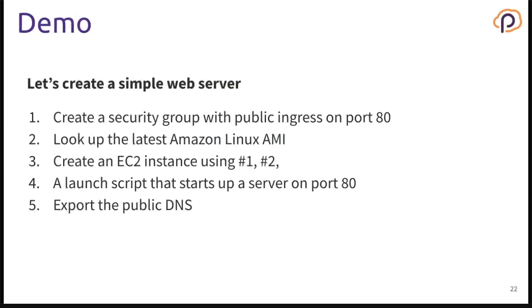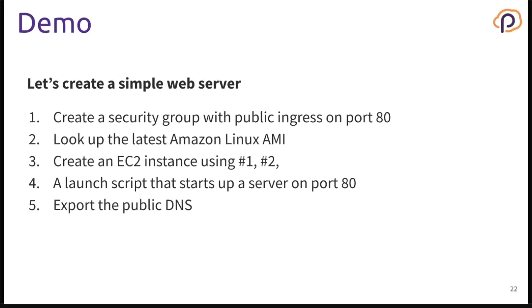So now I'd like to start with a simple little demo. What we're going to do here is create a security group with a public ingress on port 80, look up the latest Linux AMI. We're going to create an EC2 instance using those two properties that we defined. And then we're going to specify a very simple launch script that just starts up a server on port 80 and export that public DNS so it's accessible from outside of the deployment by other programs.